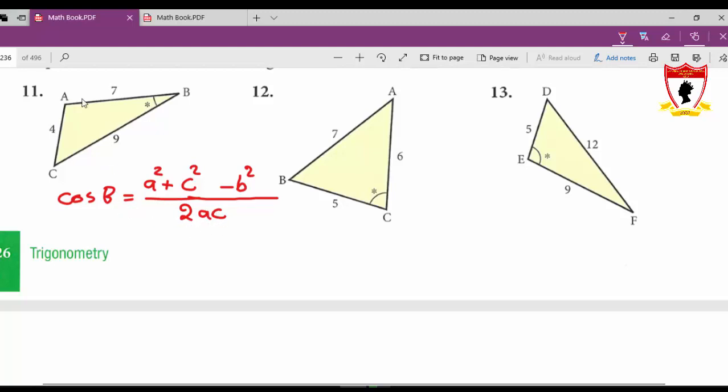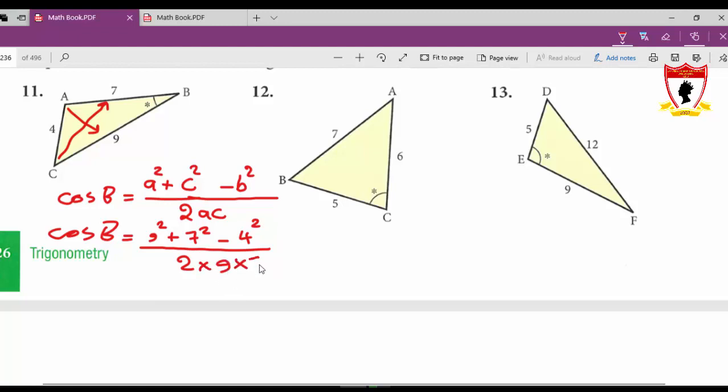Now, let's write what we have. Cosine of B is missing. We don't know how wide angle B is. We keep it as B, but the rest are all given. A squared, opposite A is 9, so it will be 9 squared plus C squared, opposite C is 7, so 9 squared plus 7 squared minus 4 squared over 2 times 9 times 7.